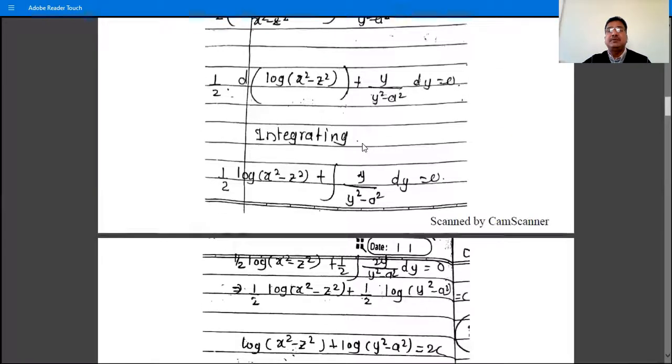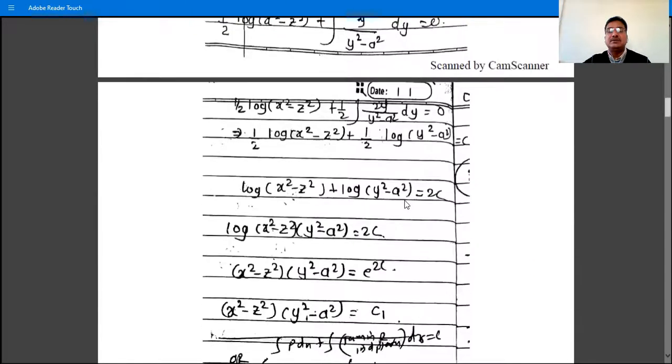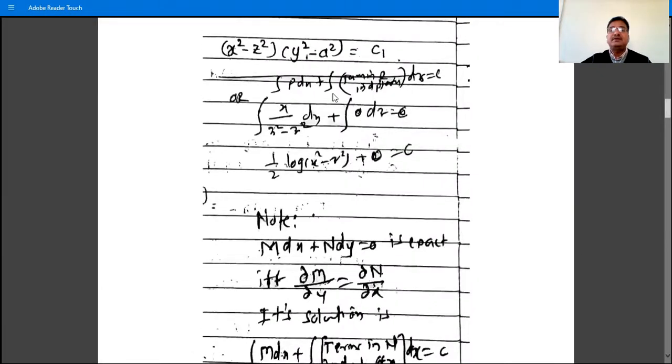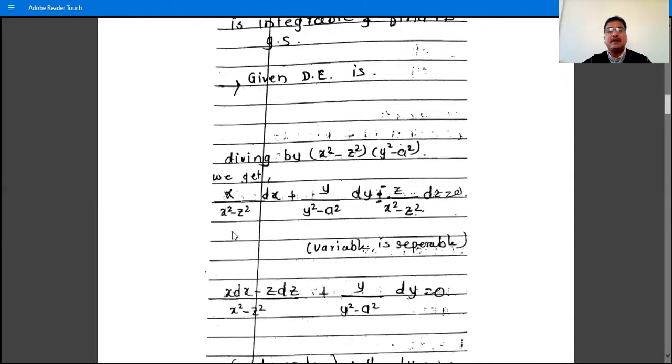So if you denote this as p, this as q, and this as r, then this p dx plus r dz becomes an exact differential equation, and its solution is: integration p dx plus terms in r independent of x, and the integration is with respect to z. And therefore what is p? P is x divided by (x square minus z square), and r is minus z divided by (x square minus z square).